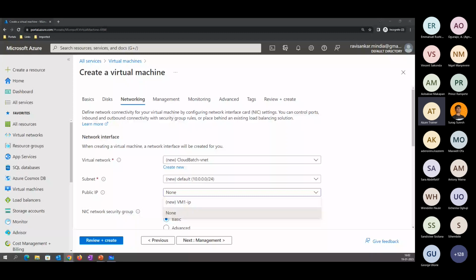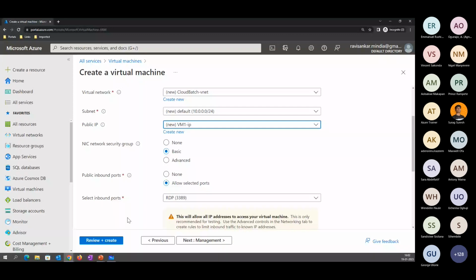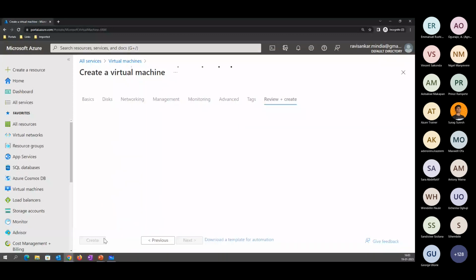So I'm just selecting new here. In case I don't need the IP address, I'll go for the second option, and we'll see that option in the second part. Right now, I'm just selecting new. That's all. Just review and create it here. Let's wait. Right now, the VM creation is in progress.